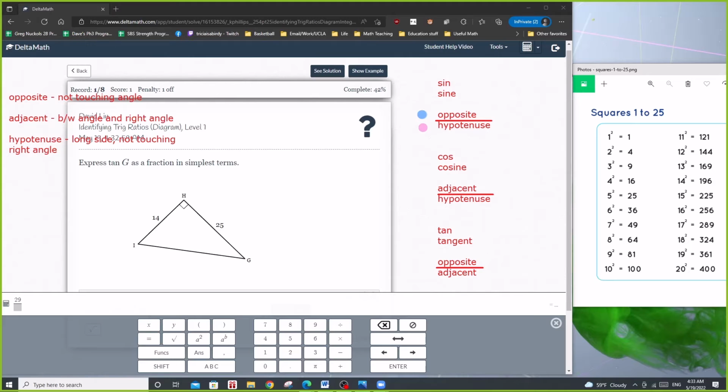This is tangent of G, so here's G. Opposite is this one because it's not touching, and adjacent is the one that's... so tangent is opposite over adjacent. Adjacent will be in between the right angle and your angle. So it's 14 over 25.